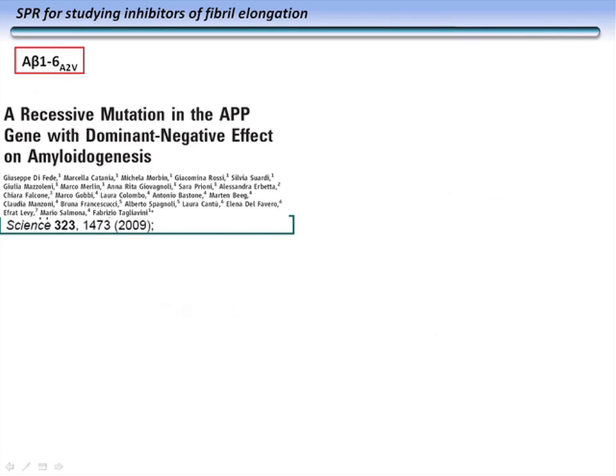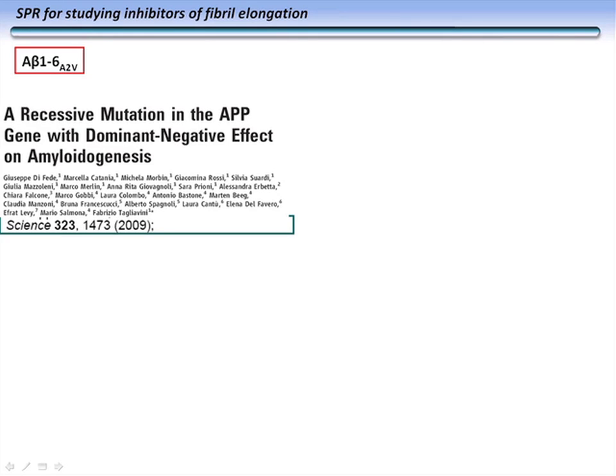Very similar results were obtained with another small peptide. This is A-beta 1-6, a small peptide with a mutation designed on the N-terminal of A-beta 40. This peptide was designed according to the data obtained in this paper, published in 2009, where we described this important mutation. However, here I have no time to enter into this topic.